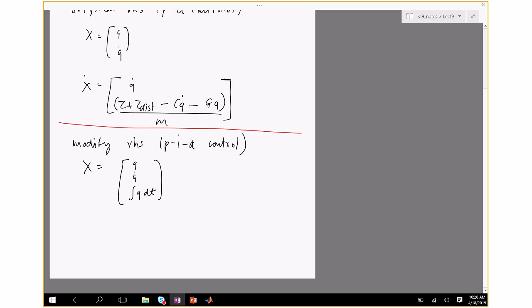So x dot now is going to be q dot. The first term remains the same. The second one remains the same. The third one, which is the derivative of integral q dt, is going to be q. So now you can use this. This is your state, and that will be fed into your integral controller. If that's not clear, it's going to be clear in the code when I show it to you.